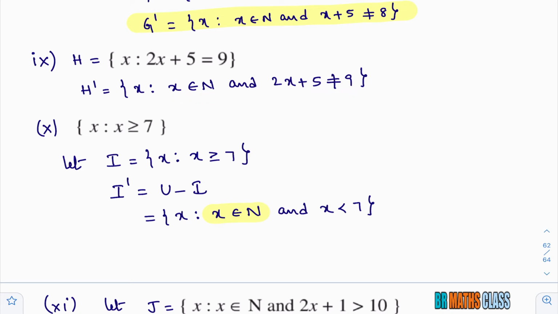Okay. Now come to the 10th bit. X such that x greater than or equal to 7. Okay. I taken this set as I. Now I need to write its complement.